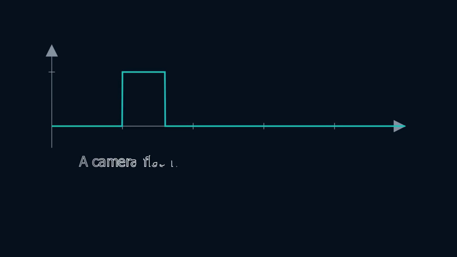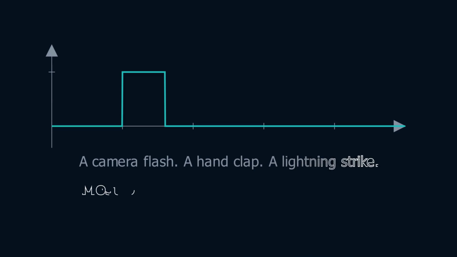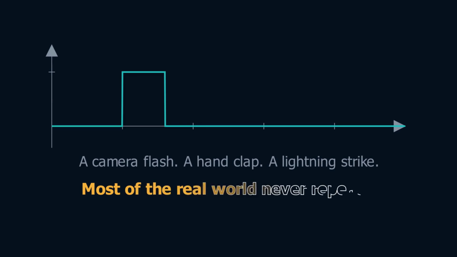A camera flash. A hand clap. A lightning strike. Your voice saying a word exactly once. Most of the real world never repeats, and our beautiful machine can't touch it. This episode fixes that, with one audacious trick. If the signal has no period, give it 1. And then make it infinite.